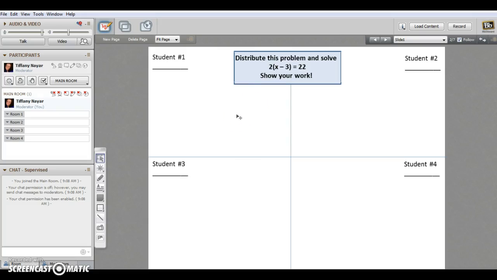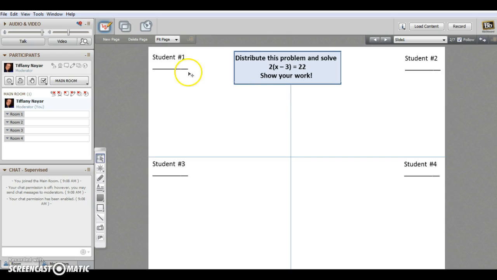So for my group breakout room suggestion or idea is to do a few examples, for example, of this right here, the distributive property solving equations. We would have done a couple of these together in class and then shown this slide and explained that they were going to be going into breakout rooms in groups of 4.